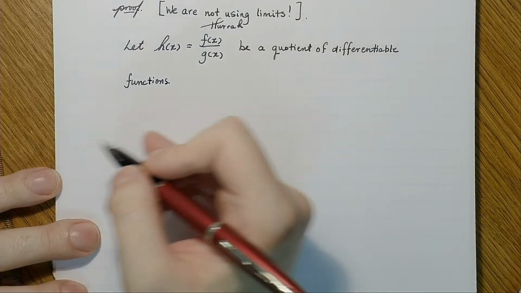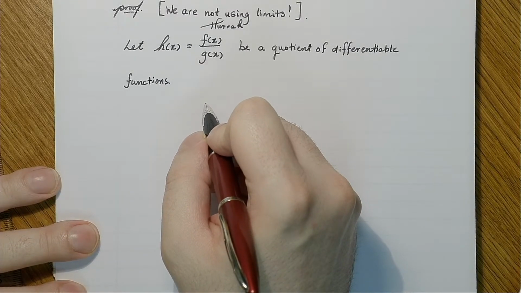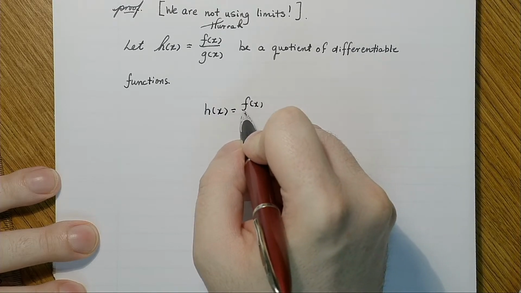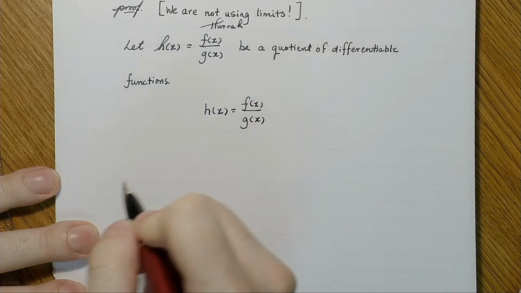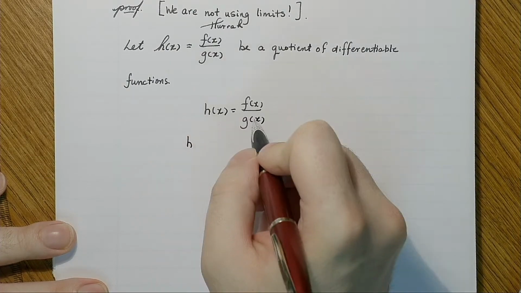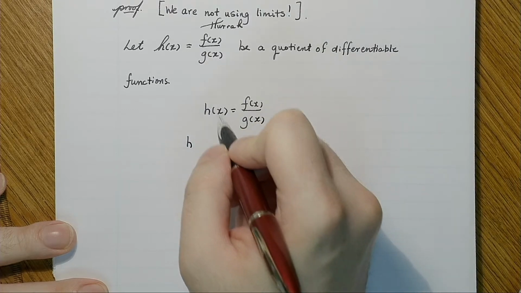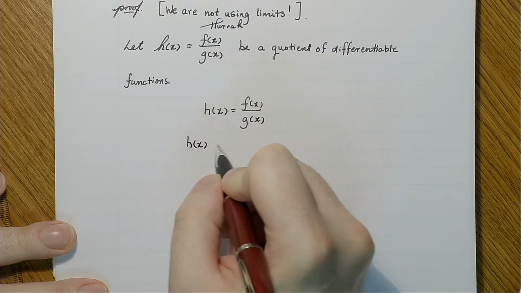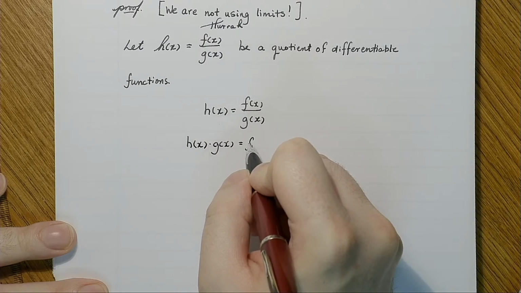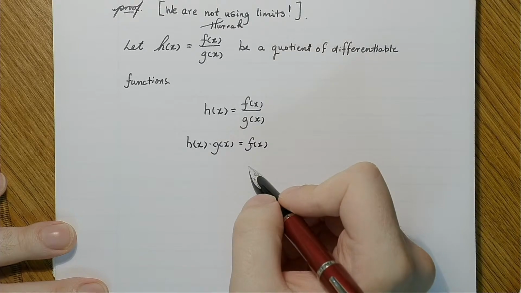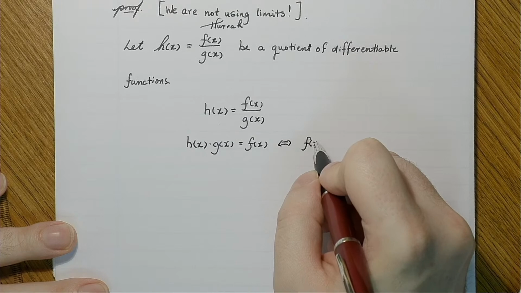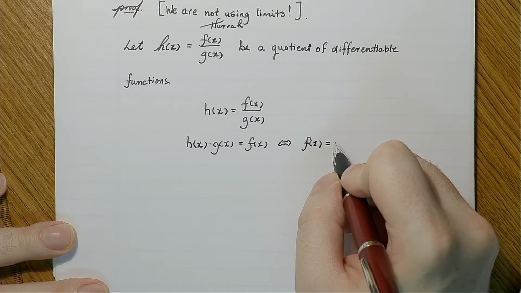Okay, which means that I have h of x is equal to... I'm just rewriting the function again, and what I'm going to do is rearrange it so that I bring this g function to the left hand side, so I have h of x times g of x is equal to f of x. I'm just going to flip it so that it makes it easier to write.